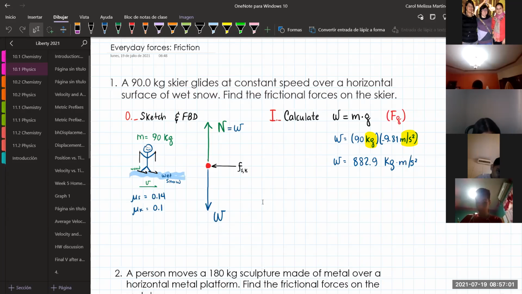So every time you see those two units together, that represents Newton. So you say, actually the weight is equal to 882.9 Newton. Okay, and this will be your answer for the weight, but that's not it. You can indicate that it's going down, or you can just write the symbol. Okay.